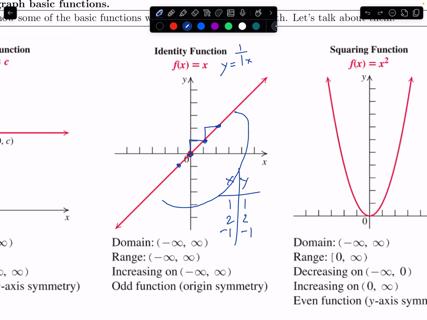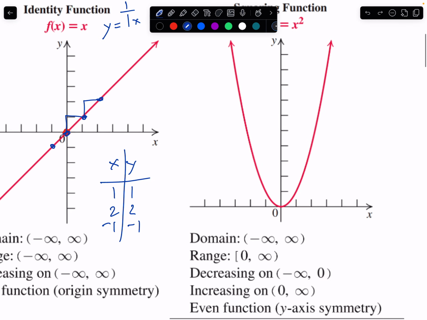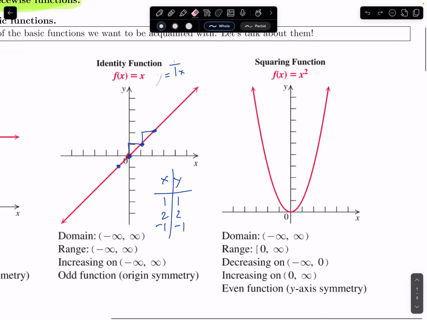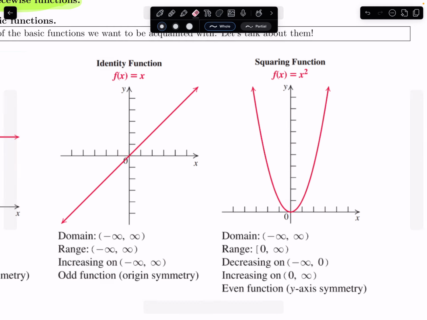Now, this is an odd function because if you're to take this guy, rotate it 180 degrees, it lands back on itself. Okay, on to one of my personal favorites, the squaring function. Squaring function. I actually never heard it called a squaring function that I can recall. Squaring function, that's a weird name.